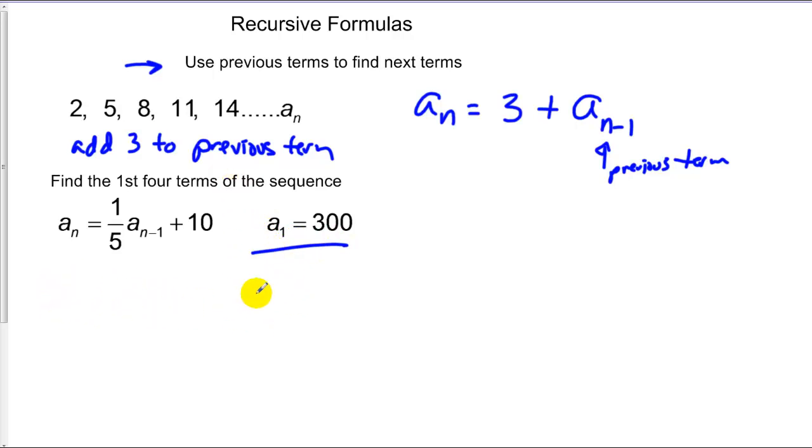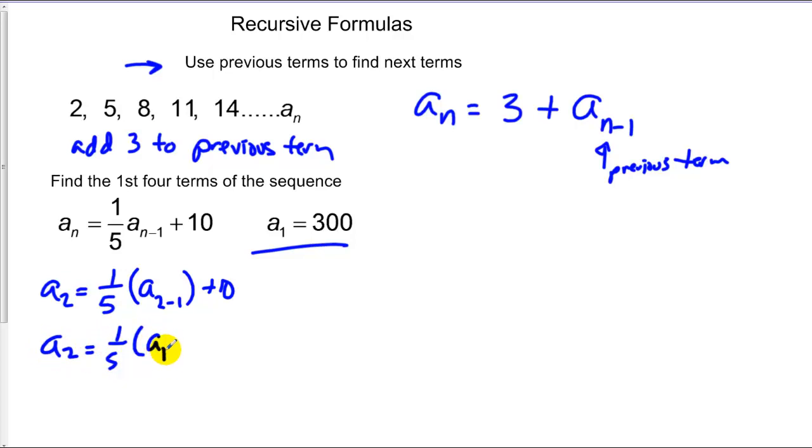So if I want my first term, which I know is 300, and I'm trying to get my second term, then this says 1/5 times my previous term. My previous term, I'll just write this out one time, is a sub n is equal to 2 minus 1 plus 10, which says the second term is equal to 1/5 times my first term, which is my previous term, plus 10, or 1/5 multiplied by 300 plus 10, which is 70.